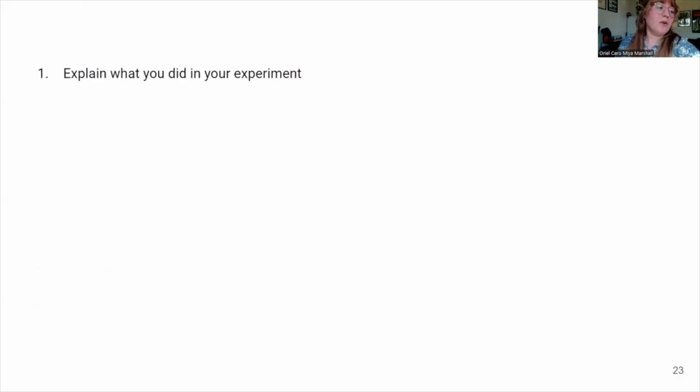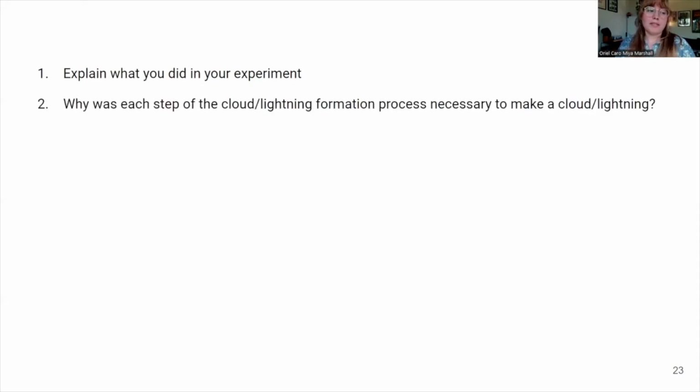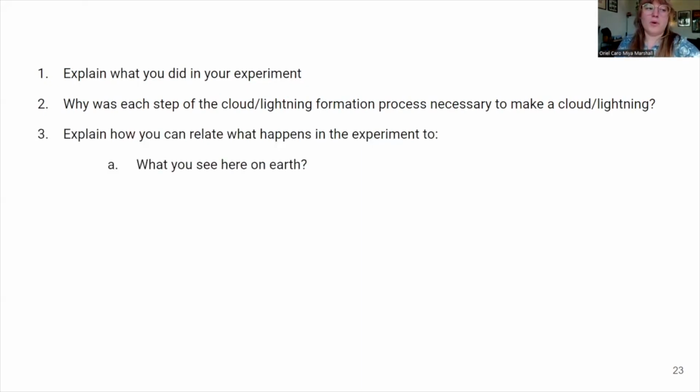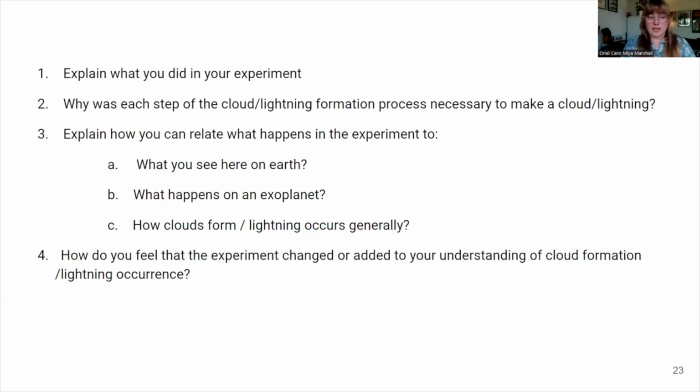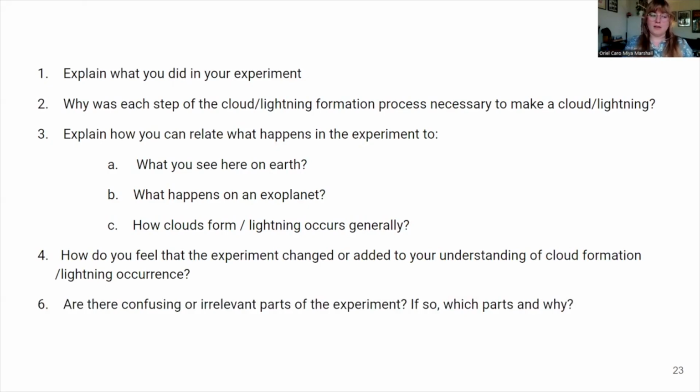The questions are as follows. Explain what you did in your experiment. Why was each step of the cloud lightning formation process necessary to make cloud/lightning? Explain how you can relate what happens in the experiment to what you see here on Earth, what happens on an exoplanet, how do clouds/lightning form generally, and how do you feel that the experiment changed or added to your understanding of cloud formation? And then, are there any confusing or irrelevant parts of your experiments?